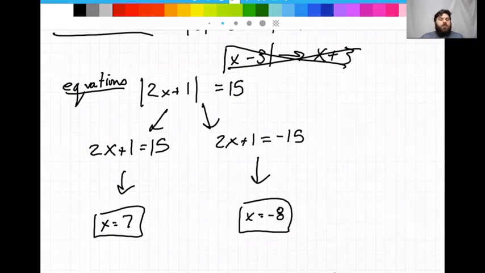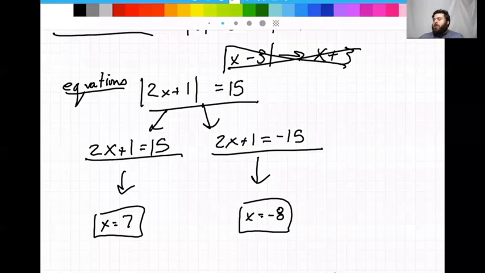So these are my 2 solutions. You can test those out if you want to, but that's how it works. Make 2 equations. You drop the bars and you rewrite it, just like you saw it here. Then you rewrite it, but you make sure that the second number is a negative this time. Okay. Next thing would be an inequality.